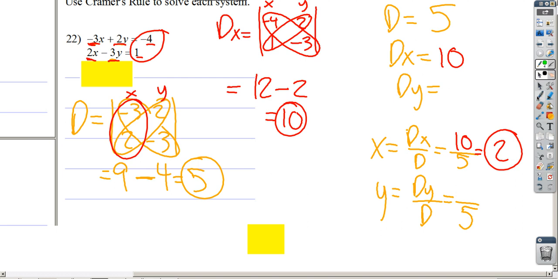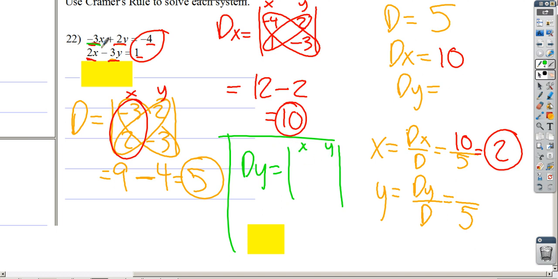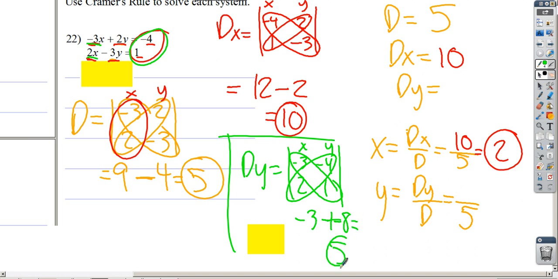The final thing we need to do is find the y determinant. And again, this time, because we are finding the y determinant, I'm going to keep the x's the same, negative 3 and 2. But I need to replace the y column with these answers. So negative 4, positive 1. That diagonal multiplies to negative 3, minus negative 4 times 2 is negative 8, and minus negative 8 is like plus 8, and that equals 5. So the Dy is 5, and to find the actual y value, you take the determinant of the y divided by that main determinant, and you get y equals 1 as your answer.